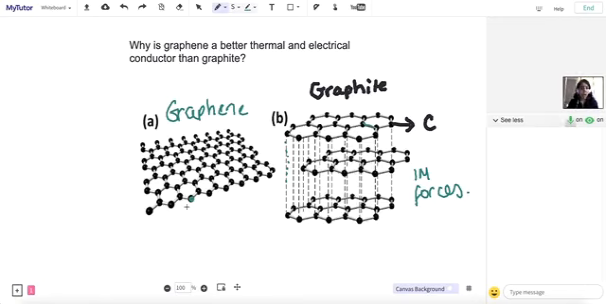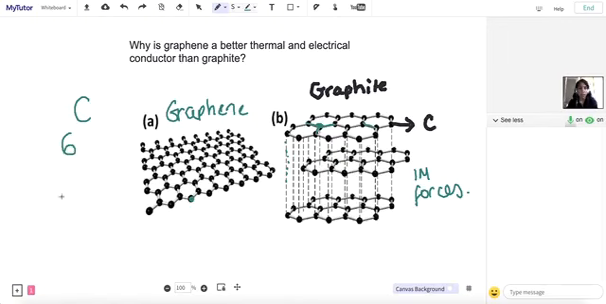And then the other thing we need to think about is conductivity. Now why do both graphite and graphene conduct electricity? And that's because of this covalent bonding. If we have a look at each carbon atom, so let's take this one, we can see it forms 3 bonds. But in the periodic table, carbon has an atomic number of 6.